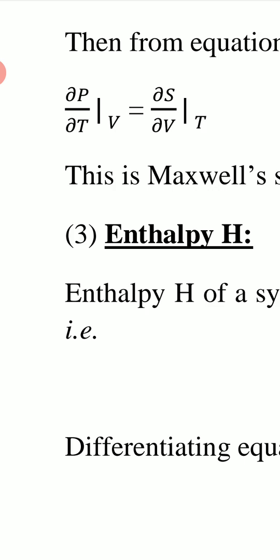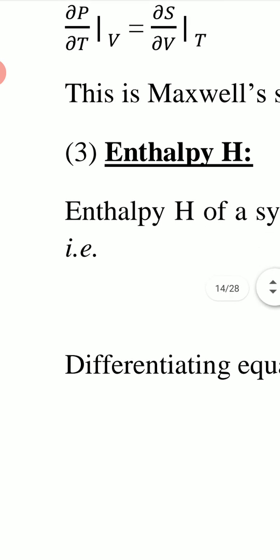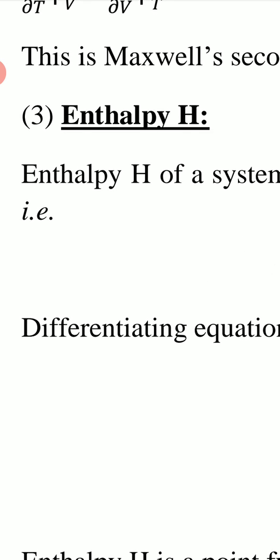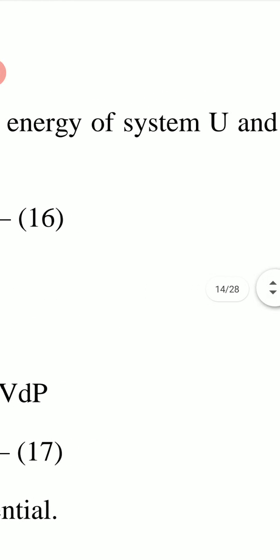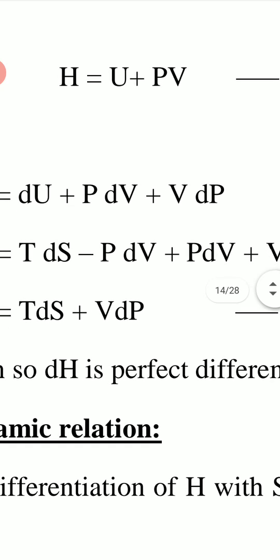Maxwell's third thermodynamic relation is obtained from the thermodynamic potential, that is enthalpy H. Enthalpy H of a system is defined as the sum of energy of the system U and work energy PV. Enthalpy H is defined as equal to U plus PV. U is the internal energy of the system and PV is known as work energy. Since work done dW is PdV, we write PV as work energy. So enthalpy represents the total energy of the system, internal energy plus work energy, U plus PV.